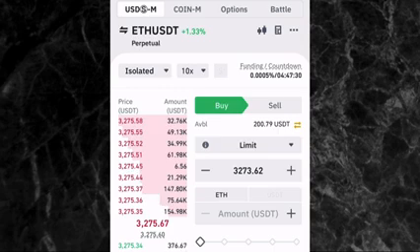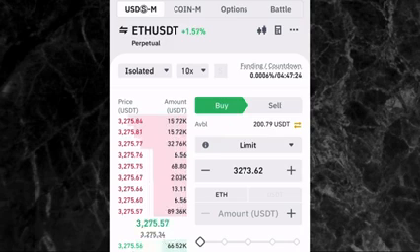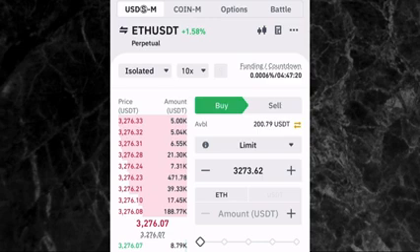Now before I show you how you can take long or short trades on the futures trading page, I need to explain to you guys some terms and features on the futures trading page which will make it easy for you guys to understand as I go on in this video. Now the first thing I'll be talking about is what exactly is futures trading.